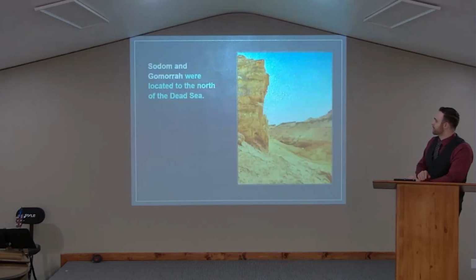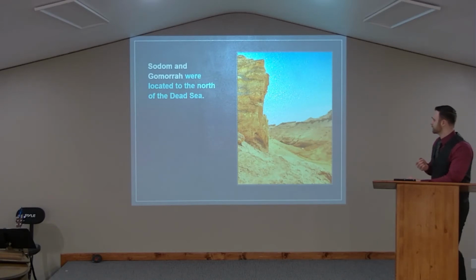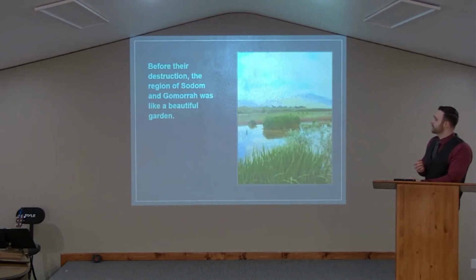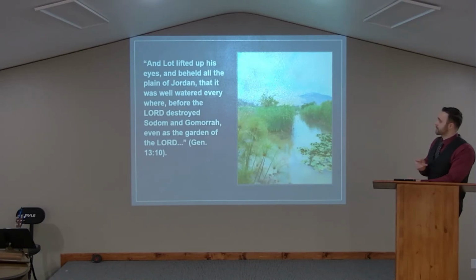So Sodom and Gomorrah were located up north of the Dead Sea. Still very arid place at this point. However, before they were destroyed, it was a very beautiful, lush place. It looked much like this does, like a garden. It says in Genesis, Lot lifted up his eyes and beheld all the plain of Jordan, that it was well watered everywhere, before the Lord destroyed Sodom and Gomorrah, even as the garden of the Lord. It was a very desirable spot of land.